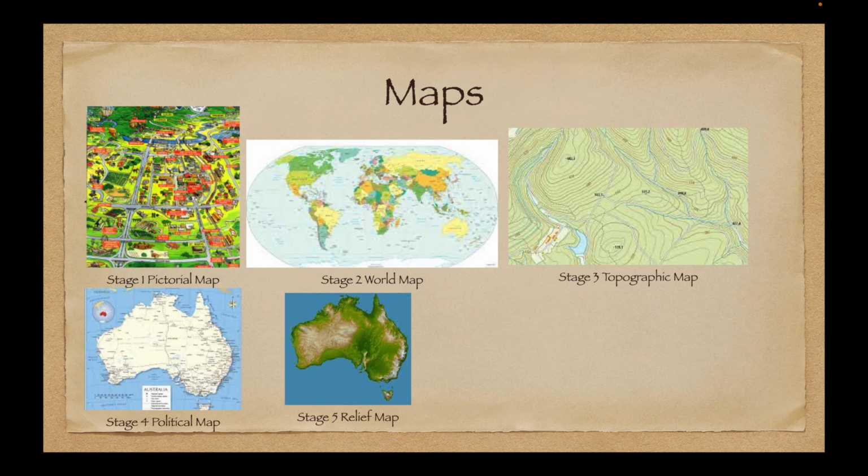So some of the geographical tools that help us in geography are maps. So in stage 1, we've got a pictorial map. Stage 2, a world map. In stage 3, a topographic map. In stage 4, a political map. And stage 5, a relief map.